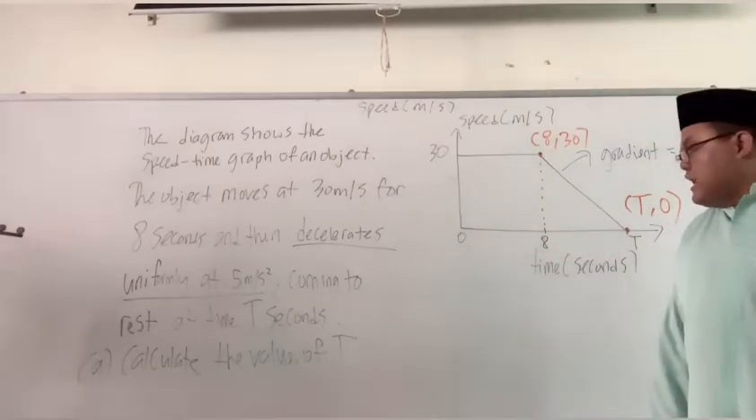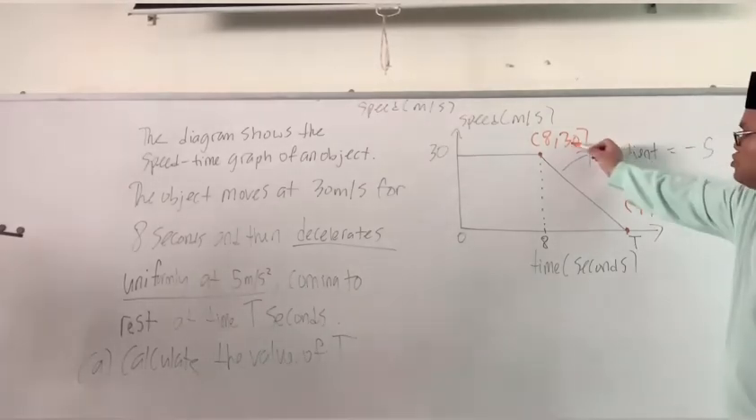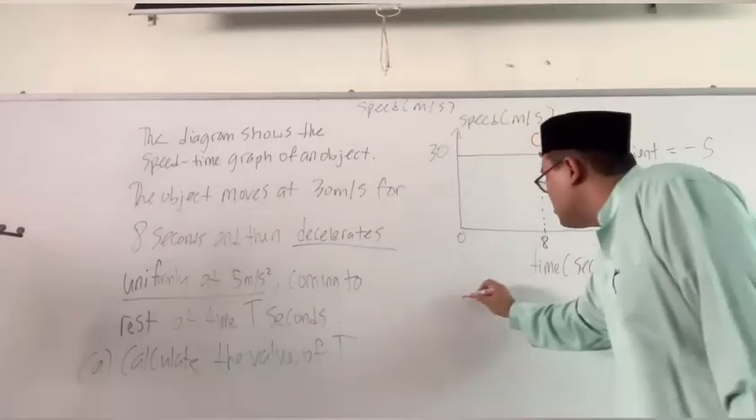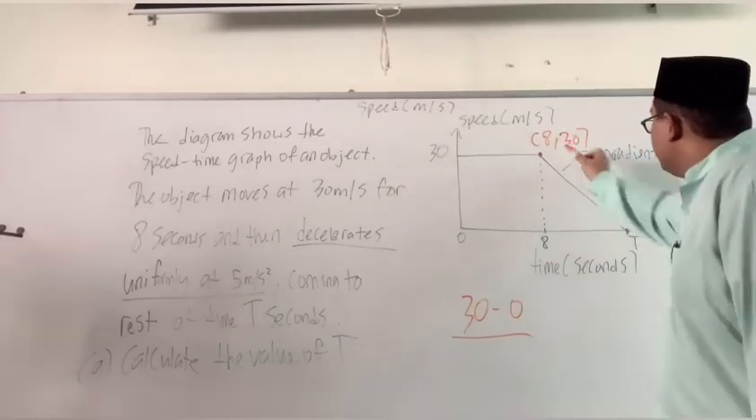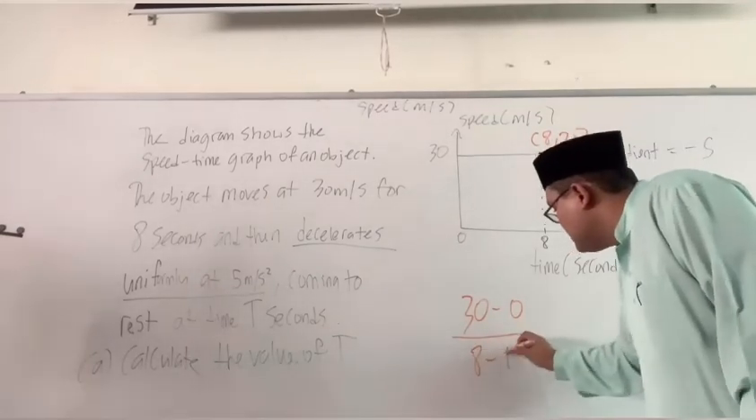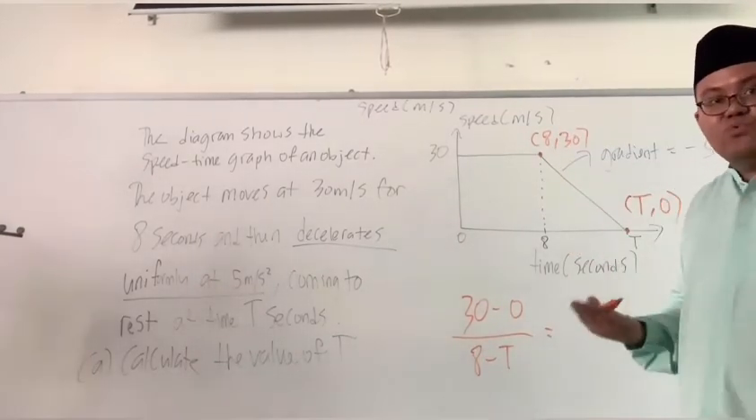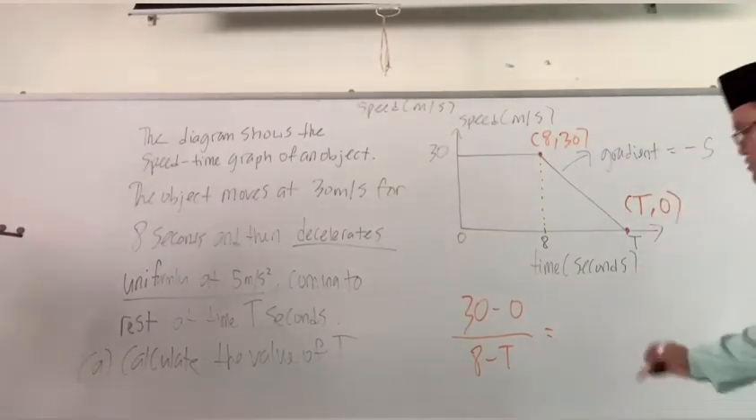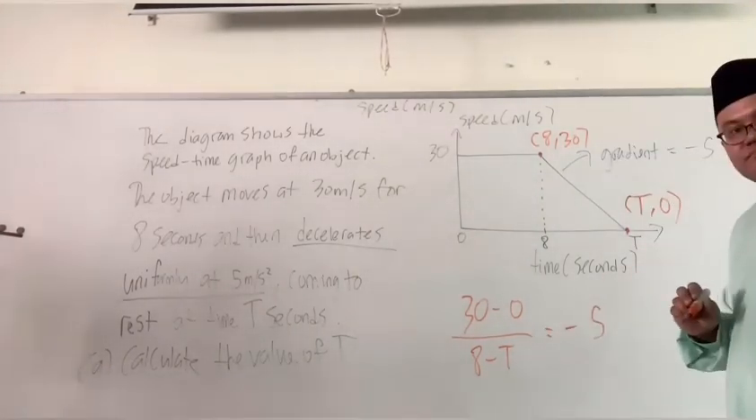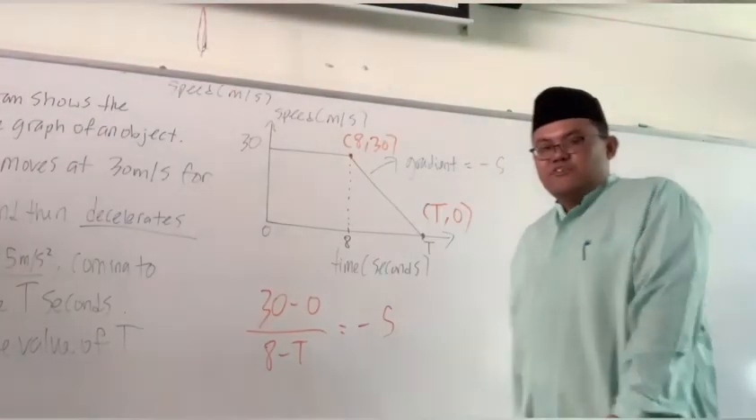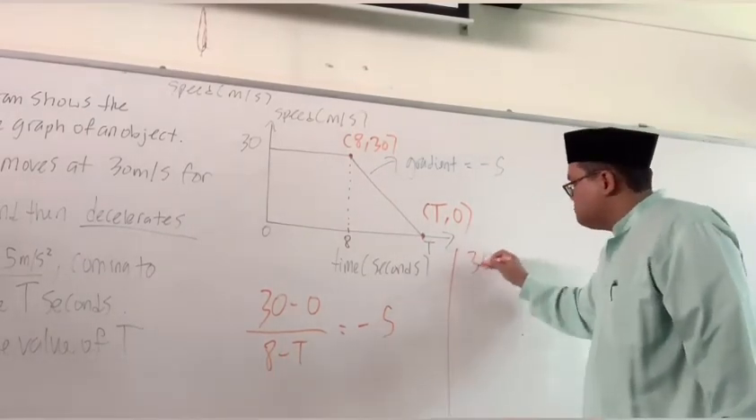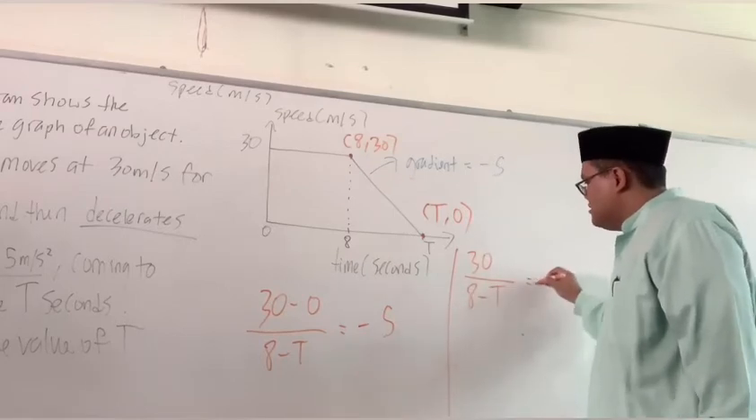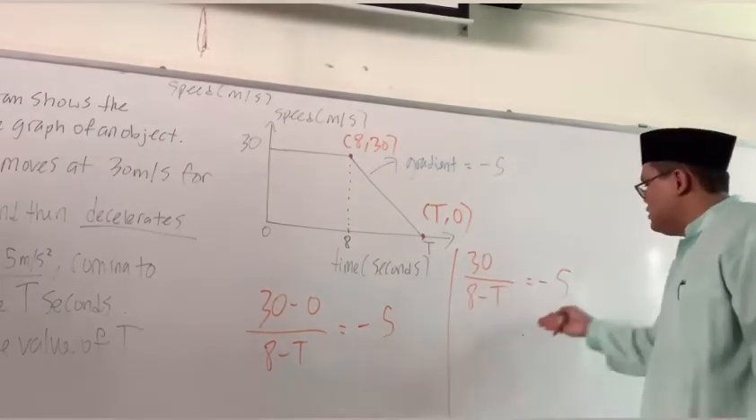So, apply the formula for gradient. y2 minus y1, 30 minus 0, over x2 minus x1, 8 minus t, equals the value of the gradient, which we know is -5. Alright? So, if we simplify this, 30 minus 0 is 30. And 8 minus t is, okay, we can leave it. So 30 over 8 minus t equals -5.